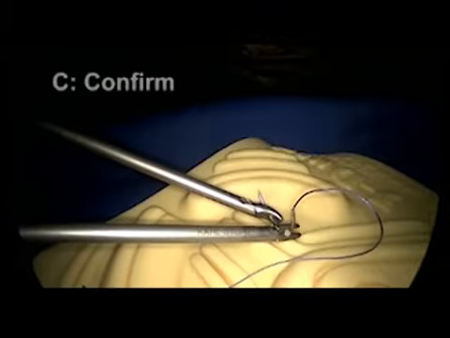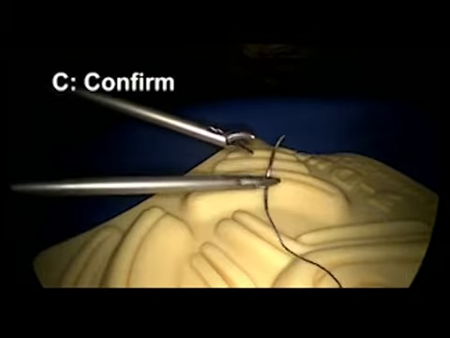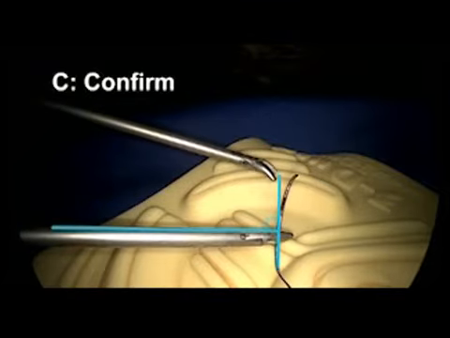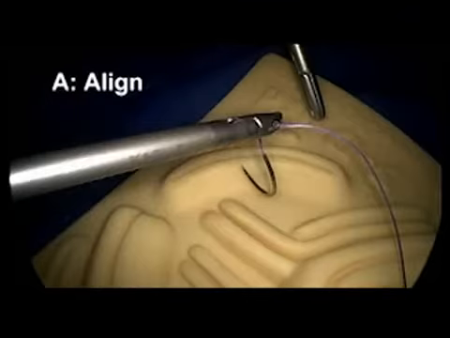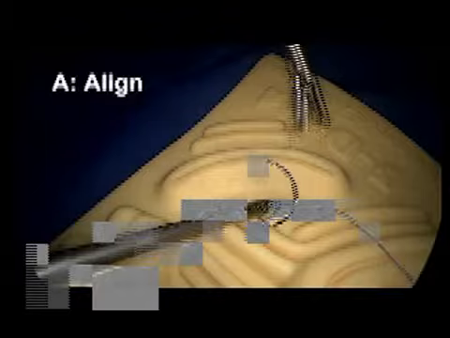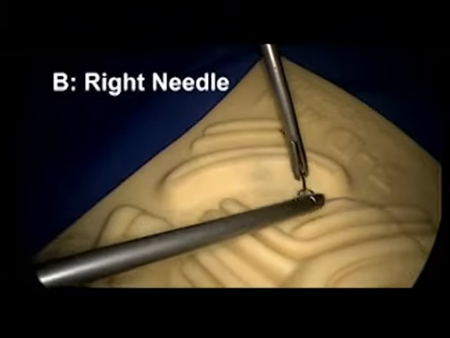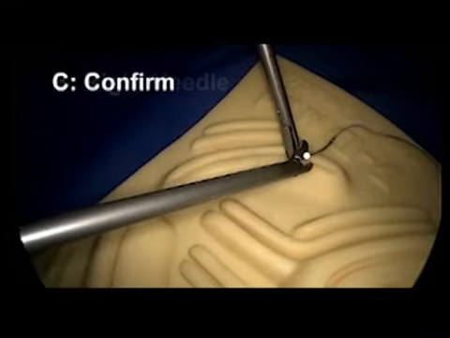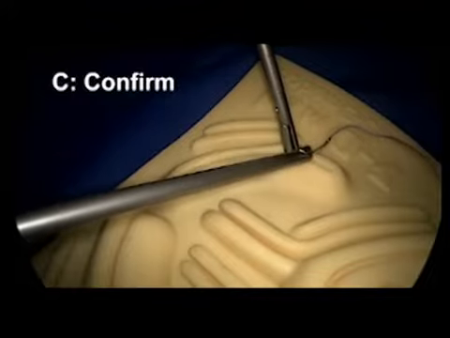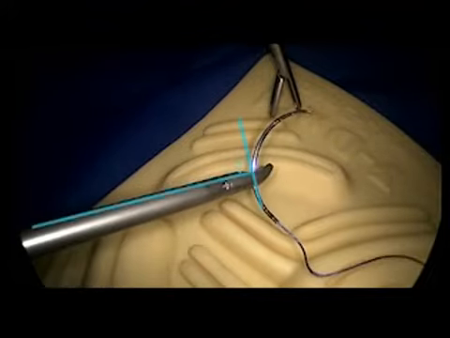The needle is grasped at point C. By rotating the needle, a perpendicular relationship can be confirmed. These steps can be followed regardless of the port configuration, as long as the surgeon understands how the port placement alters the relationship between the camera, needle driver, and needle, and how this alters the perception of the operative field.